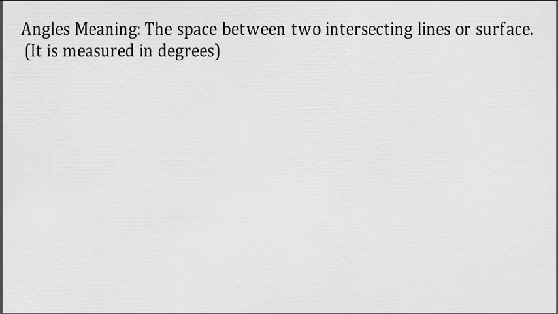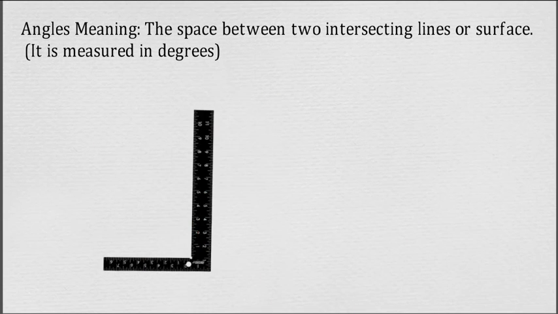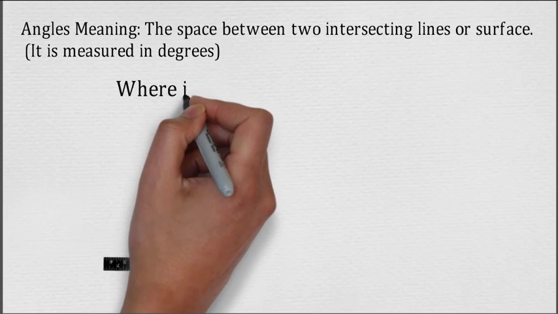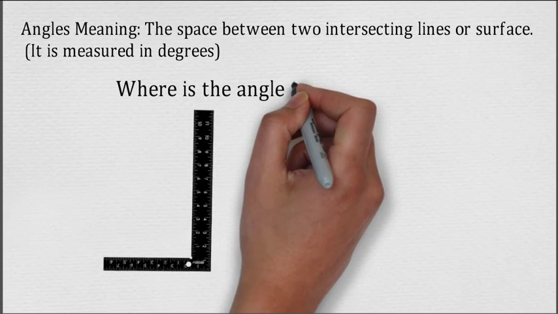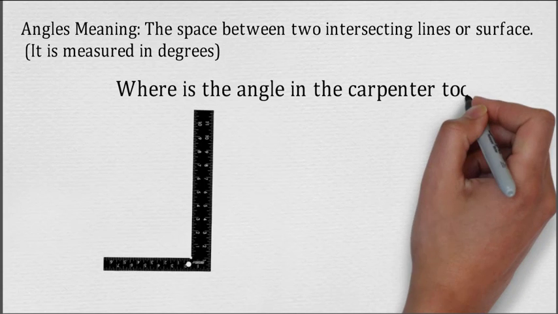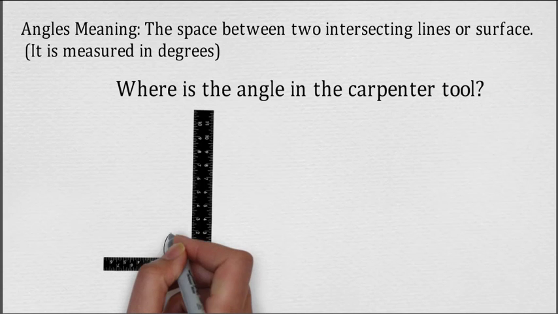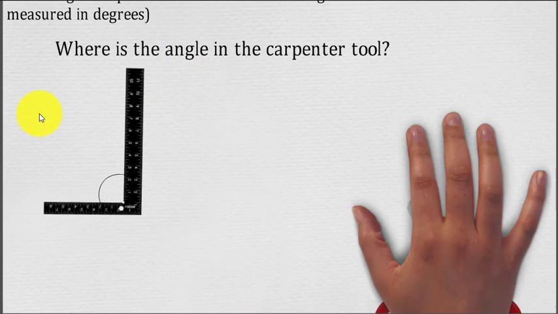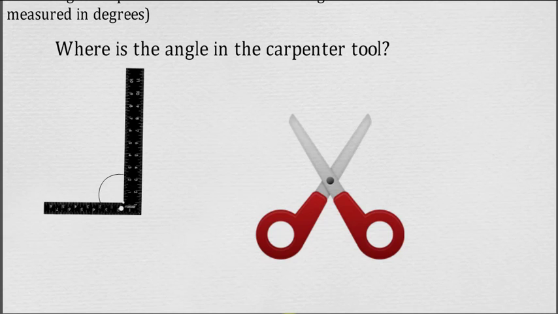Now here is a ruler used for measuring by carpenters. A right angle scale. Why is it called a right angle scale? Now we are going to find out where the angle is in the carpenter tool. Yes, this is the angle, is it not? It is the space between two intersecting lines. Now we will do the same with this scissor.